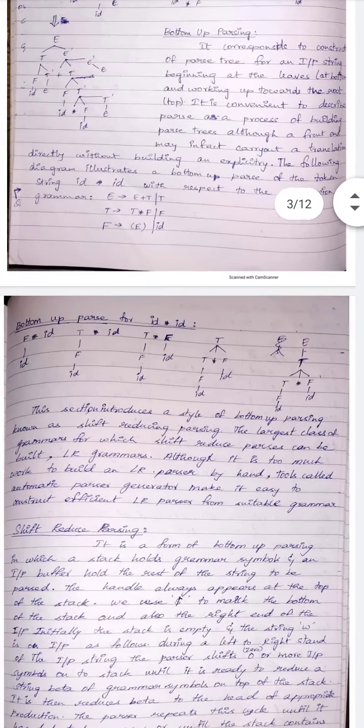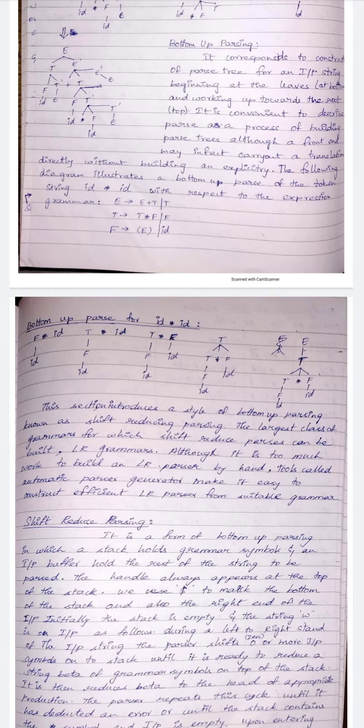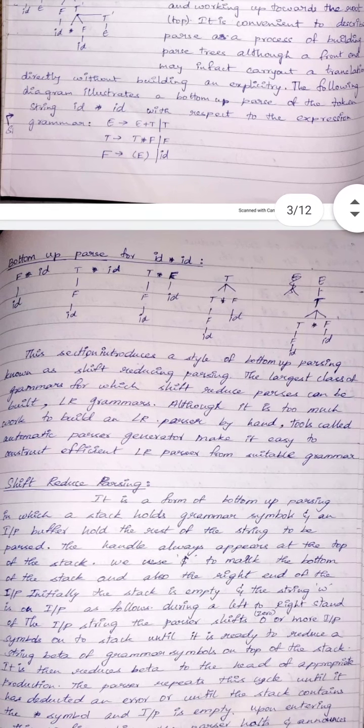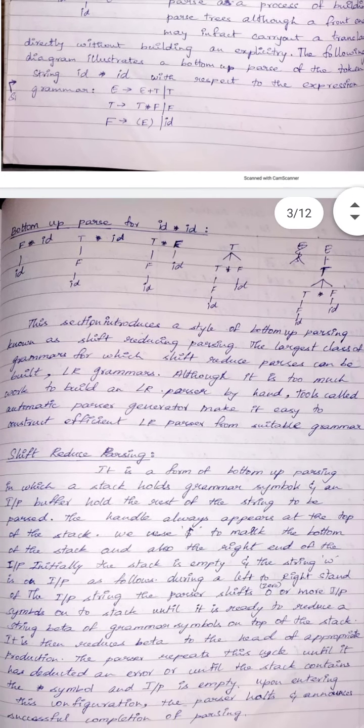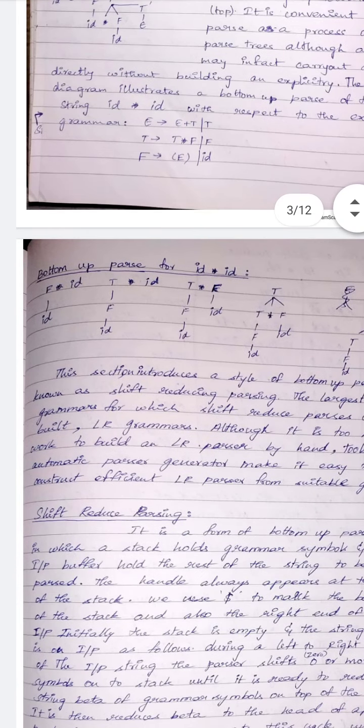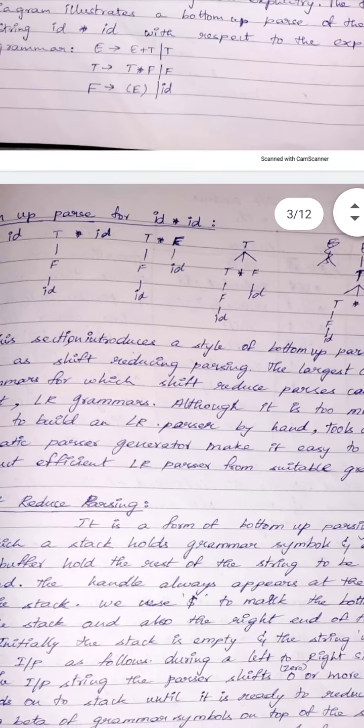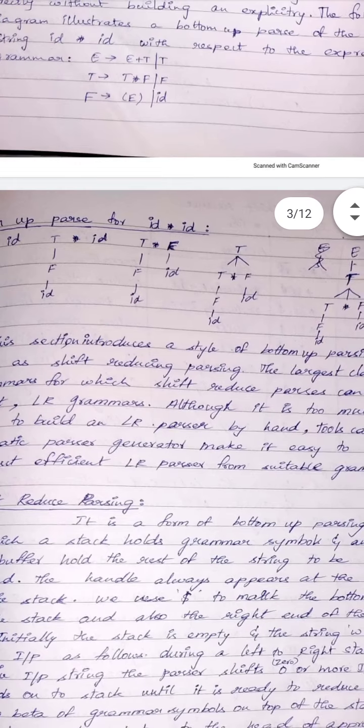We have some tools called automatic parser generators. Using those automatic parser generators we would be able to construct efficient LR parsers. So we have two important types in bottom up parsing. The first one is shift reduce parsing, and the second one is construction of an LR parser. These are the two important subtypes that we have in bottom up parsing.